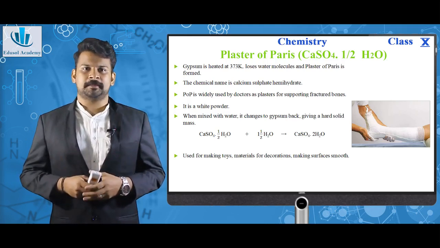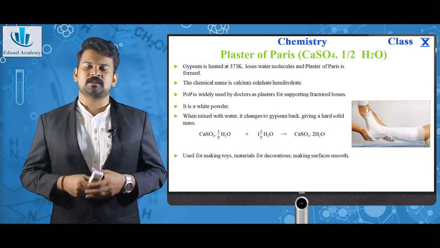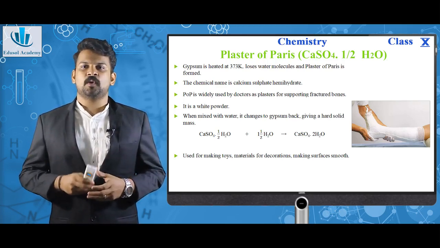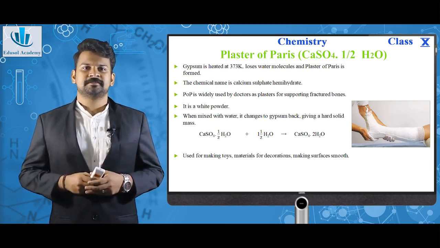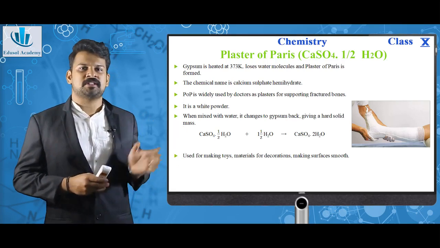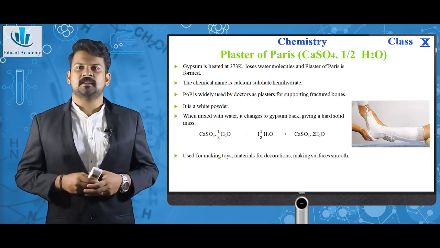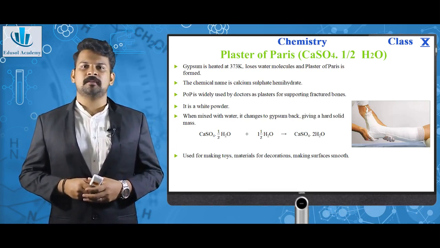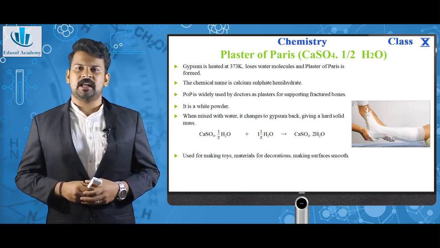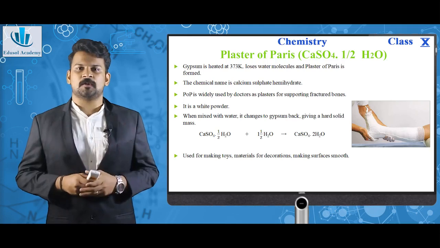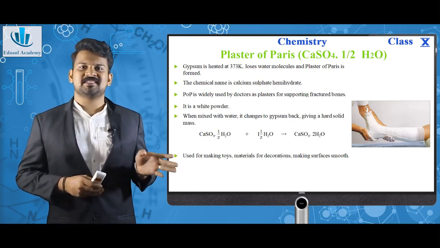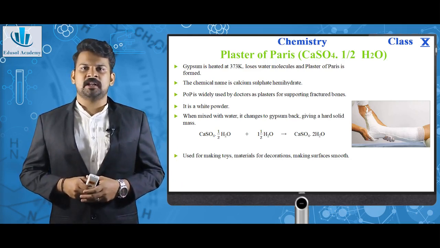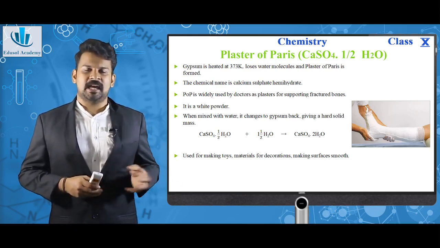How they use is that the white powder is mixed with water. It is converted back to gypsum and now it changes to a hard solid. As you can see, this is the procedure how they put plaster to a fractured bone. CaSO4.½H2O plus 1.5H2O giving CaSO4.2H2O, which is gypsum. Plaster of Paris is widely used in different applications, as you can see here.